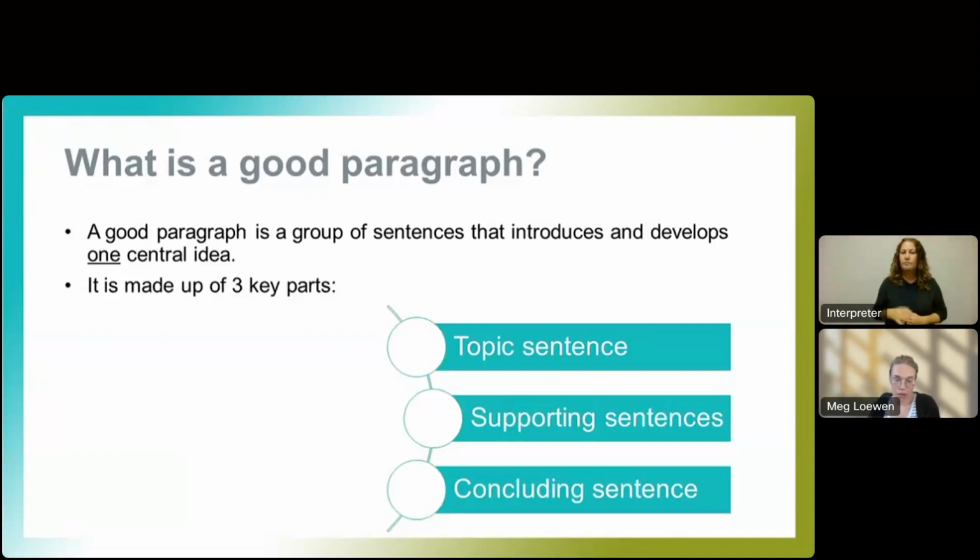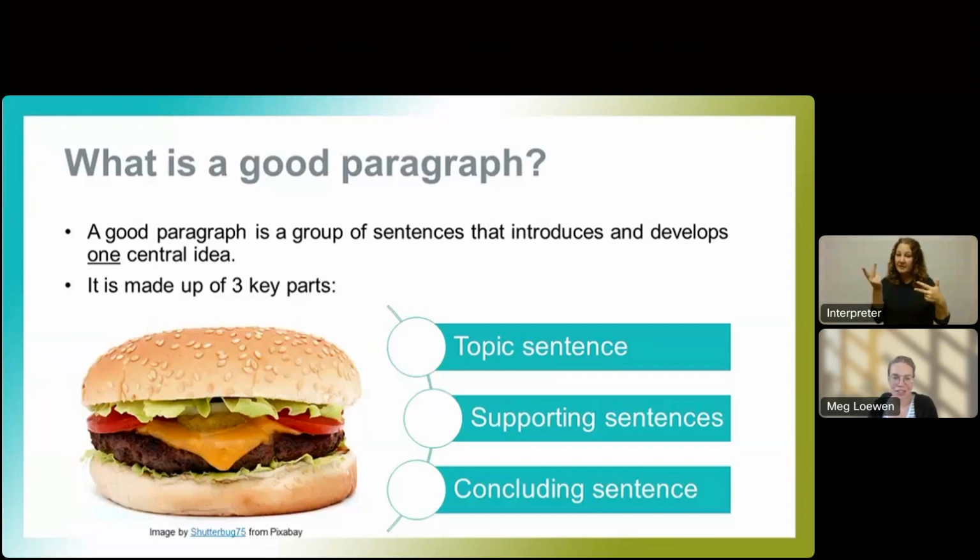There are three key parts to any paragraph in academic writing, and they are a topic sentence, your supporting sentences, and your concluding sentence. So you may have seen a similar analogy here with the picture of the burger or a sandwich, but we use this picture because the topic sentence and the concluding sentence, the beginning and the endings of your paragraphs, reflect each other. They hold similar information. And so they're kind of like the top and bottom bun in a burger.